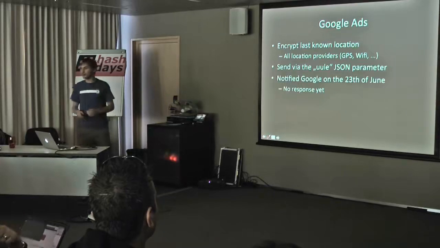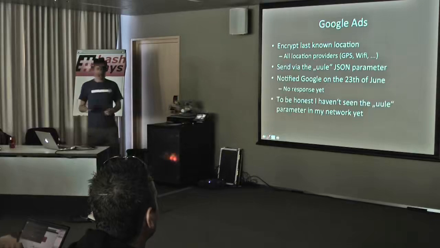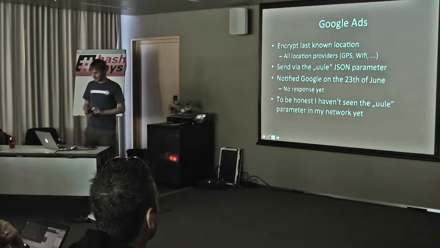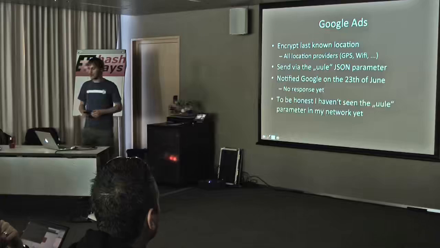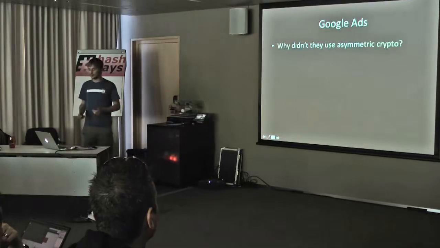And I notified Google, but it seems they don't care. And to be honest, I haven't seen the UULE parameter on my network yet. I still have to do that. But the thing is, why is Google Ads using symmetric crypto?